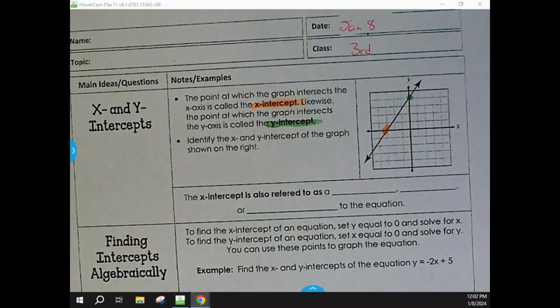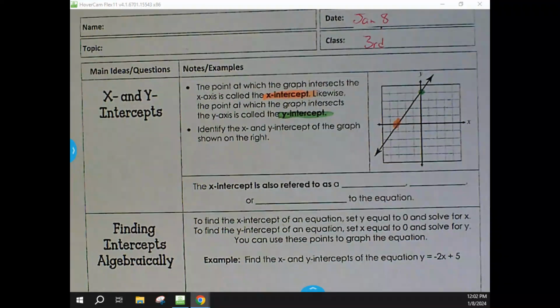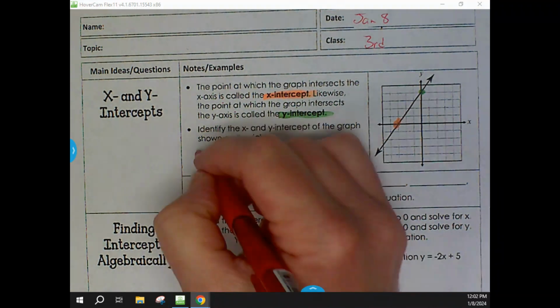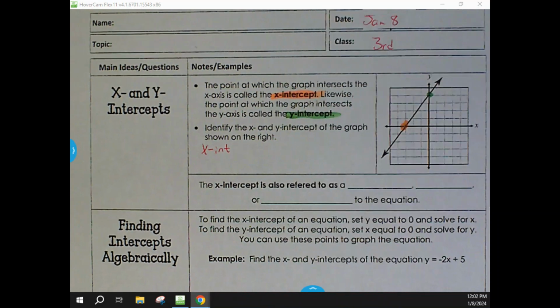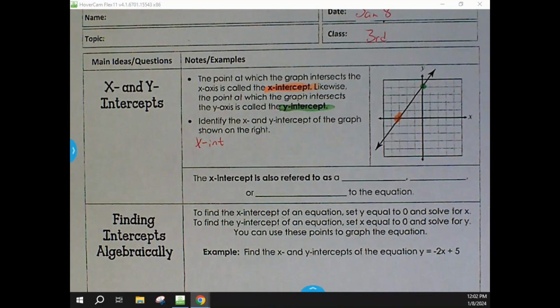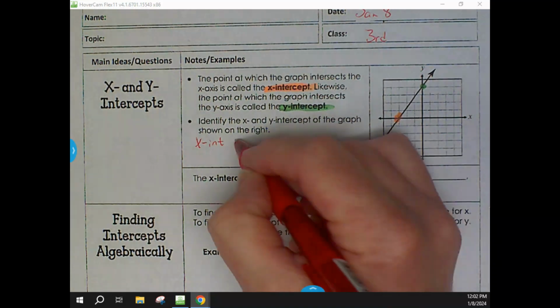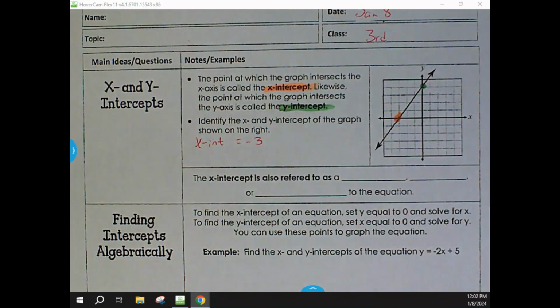Okay, so if you're just looking at it, it's really easy. You look at the graph, you see where it crosses the x-axis, you see where it crosses the y-axis. It's going to be that. And when it comes down to these, they're going to ask you to identify the x-intercepts and the y-intercept. So for the x-intercept, we'll just do x-int to keep it short, that was the point where you're going to tell me that this one's at -3.